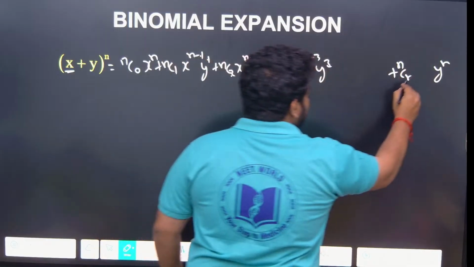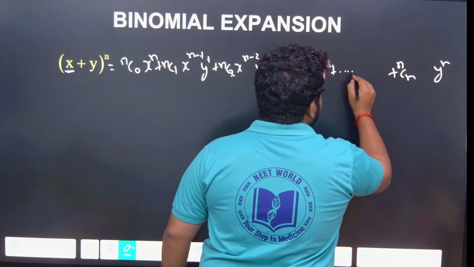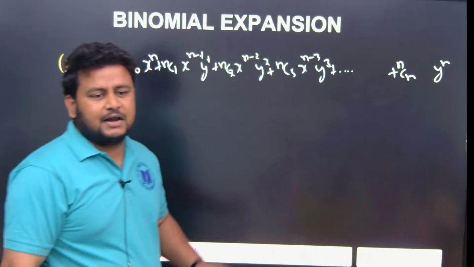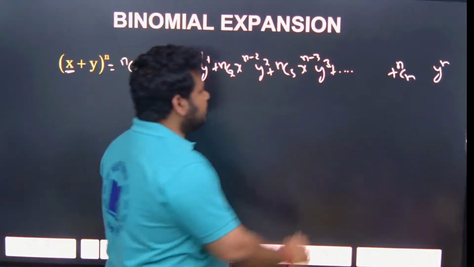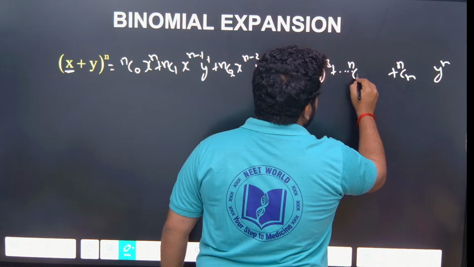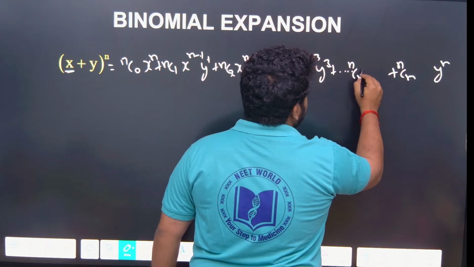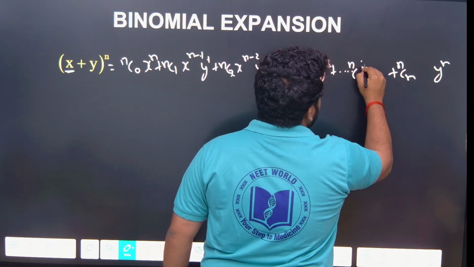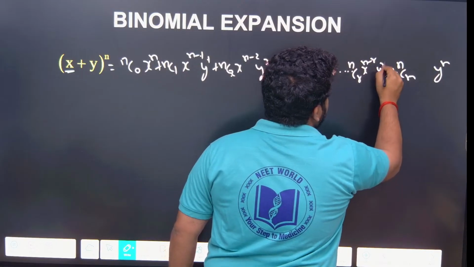Now, for us, apart from this, there is one important term, that is the r plus 1 term. So how do we write that? nCr. What is this? We will write it as x power n minus r y power r.